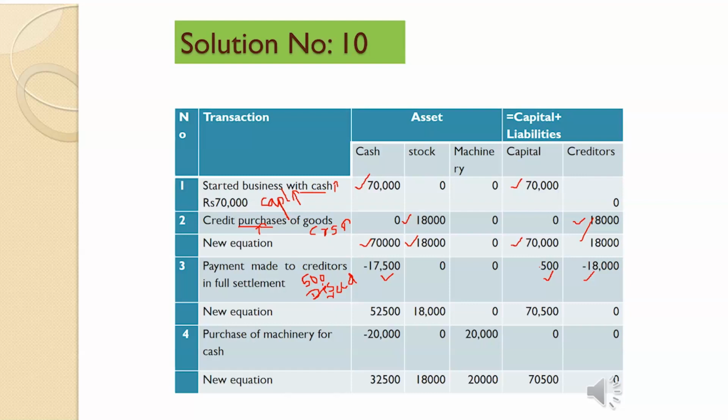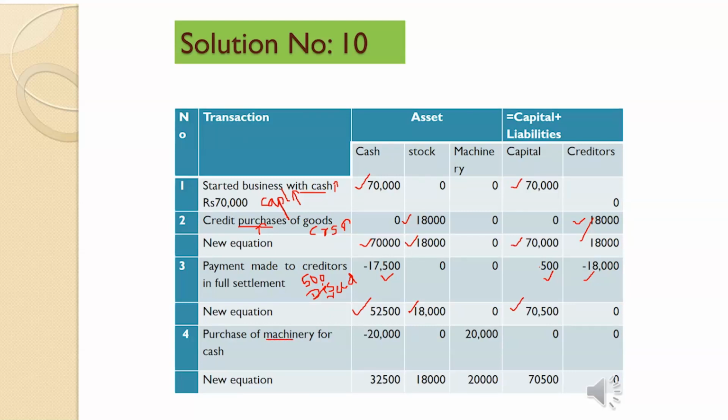So the net value is 70,000 in cash, and 17,500 will be reduced. So minus 17,500, the remaining amount is 52,500. Stock value 18,000. Capital value already 70,000, plus revenue 500, so the total is 70,500. Okay, here there is 0, no creditors.